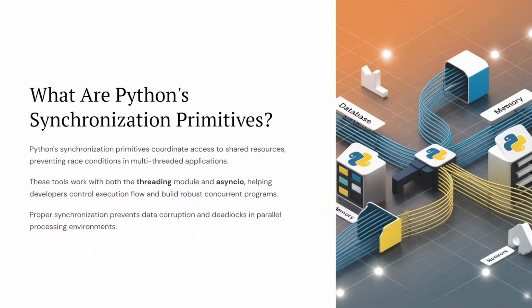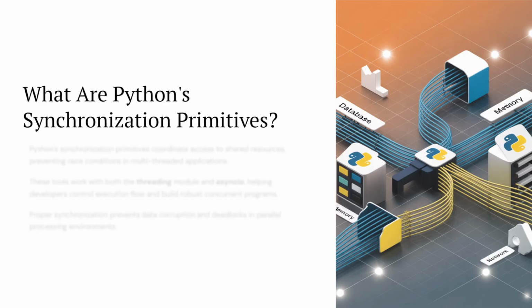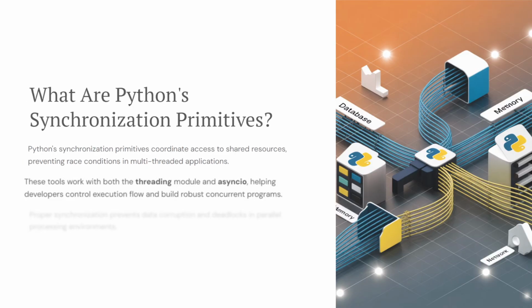Welcome to Python's synchronization primitives. Python synchronization primitives coordinate access to shared resources, preventing race conditions in multi-threaded applications. These tools actually work with both the threading module and asyncio, helping developers control execution flow and build robust concurrent programs.